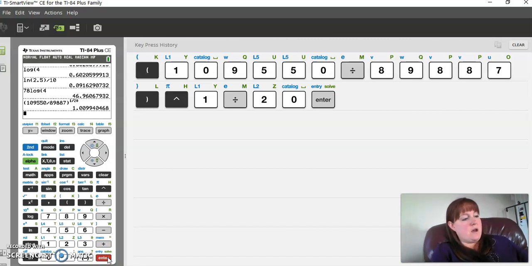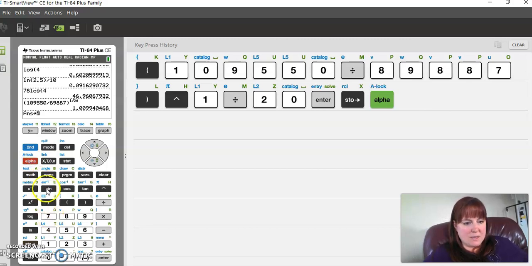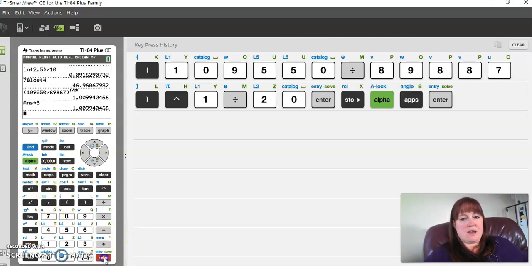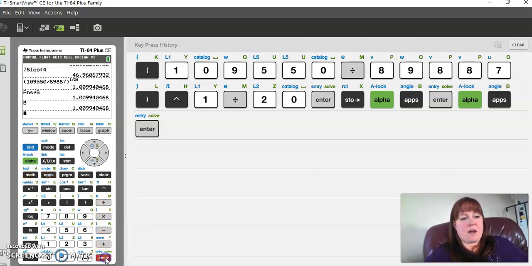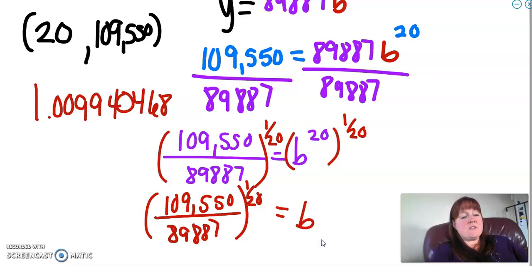And we get 1.009940. Okay, I'm going to write this down: 1.009940468. Now, if we were going to use this in another calculation, like if it said how many people are there going to be in 2050, let's go ahead and store it. So you can push store, and it's going to store whatever the last number was. And then we click alpha, and I'm going to pick B just so that I remember where it's at, and I push enter. And now anytime I use alpha B, it's going to bring back up that number that I wanted. Okay, so this is our number that we came up with.